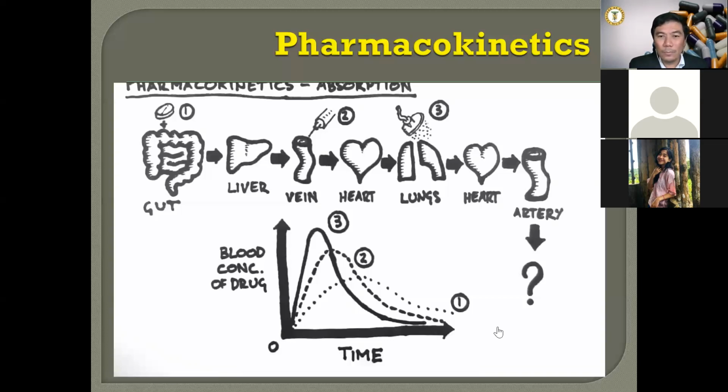In the next tutorial, we'll look at the metabolism of drugs. In particular, we'll look at the actions of cytochrome P450 in the liver.